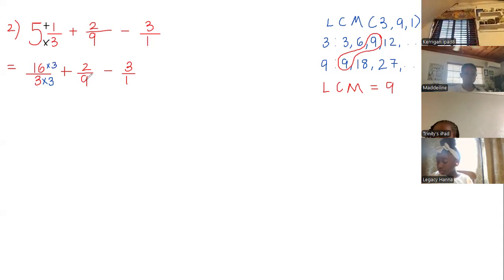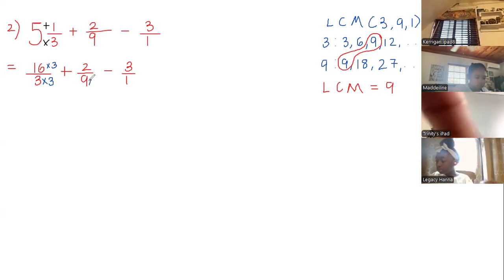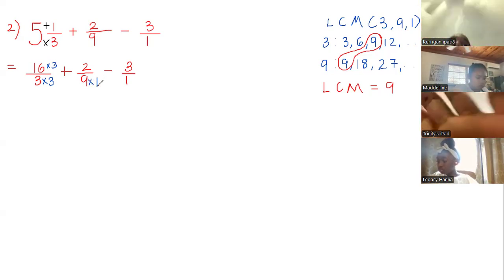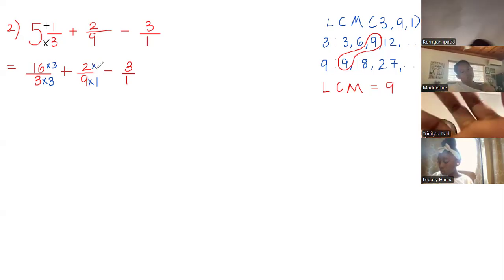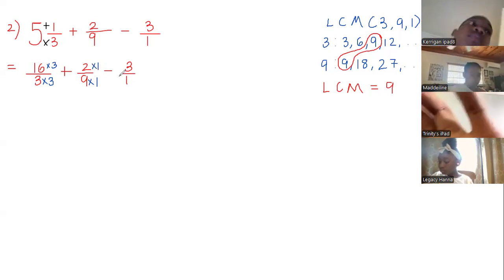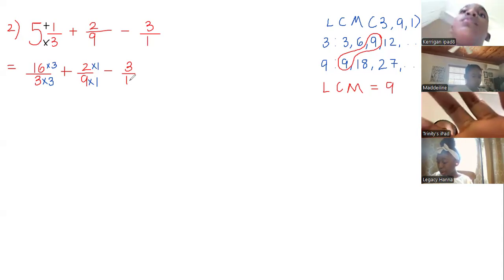We say what times 9 is 9? That's going to be 1. 9 times 1 is 9. And then whatever we do to the bottom, we must do to the top. Very good. Going to be times 9. Minus, we say 3 over 1.